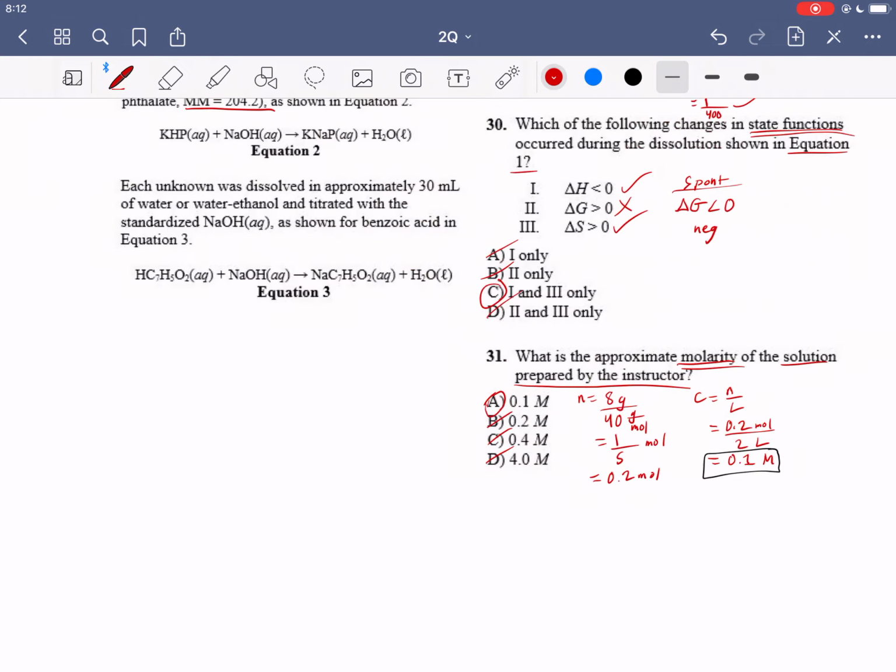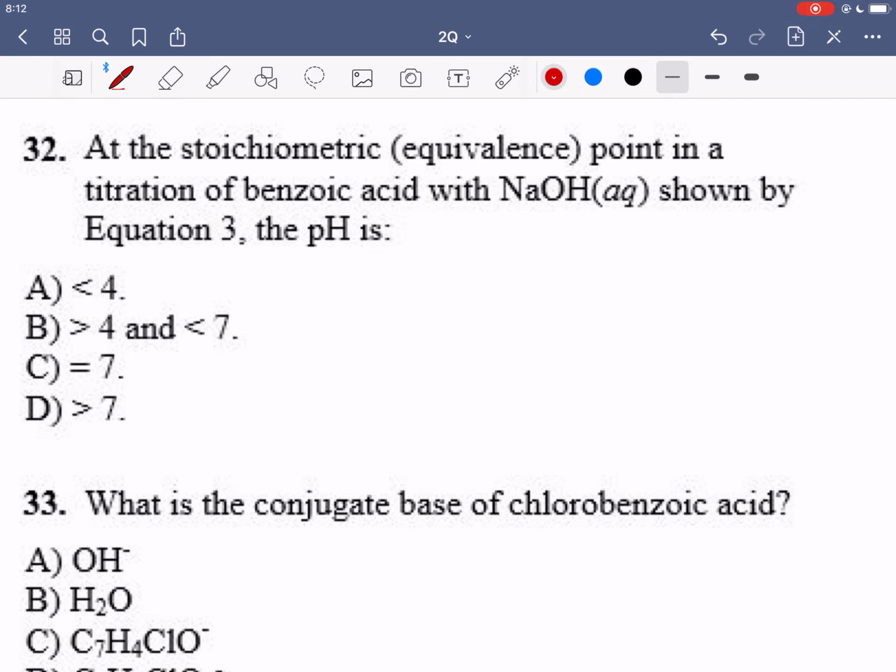So moving on now to this question, 32. At the stoichiometric or the equivalence point in a titration of benzoic acid with NaOH shown by equation 3, the pH is what? I don't even really need to go to equation 3. All I know is that I'm at an equivalence point. Benzoic acid is now at equivalence with NaOH. So at the equivalence point, that's when I have equal moles of the acid and the base.